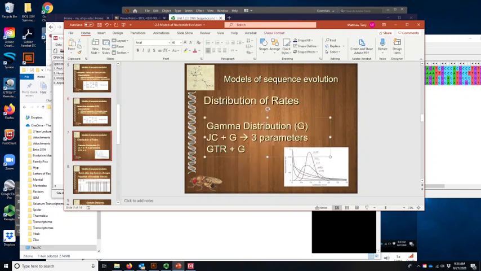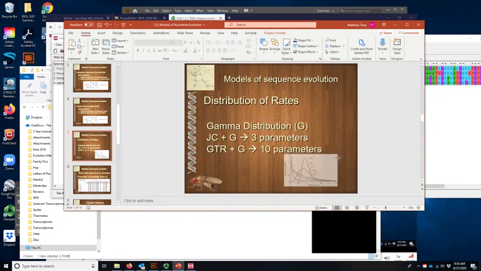So for this one, we need to estimate at least 10 and maybe as many as 11, depending on how you cut it. If that doesn't make sense, that's fine. That's not important, the number. But we would need to estimate many more parameters for this model of evolution. Okay? So we'll get to this in a little bit.